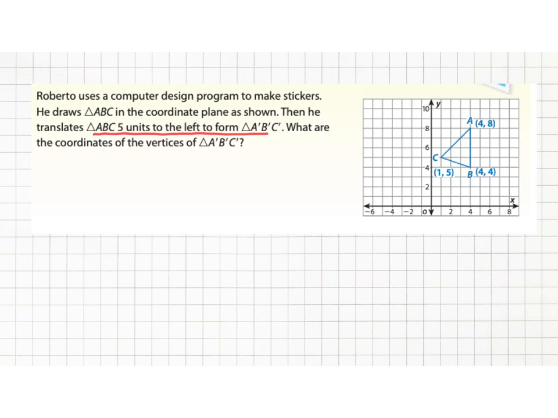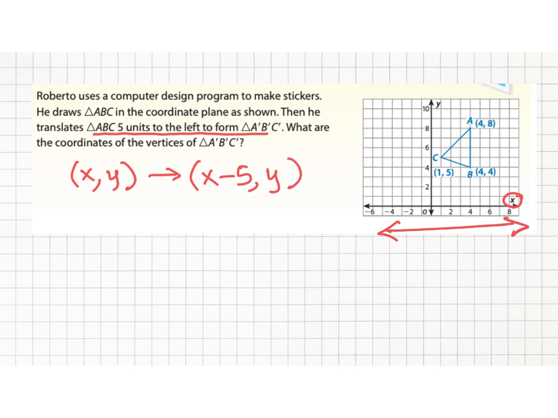I'm going to write this in math language, and I'm going to say that every x, y went left. So it went to the left, which means it slid on the x-axis. And when it goes left, we know that means we subtract on the x. So every coordinate will be x minus 5. Notice the y did not move, so y stays the same.